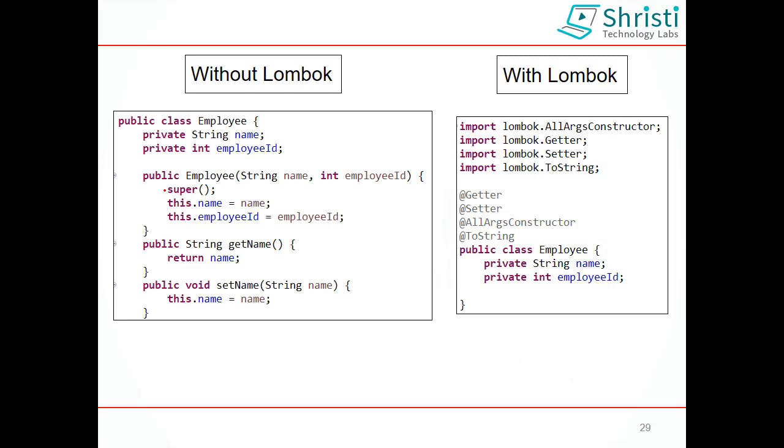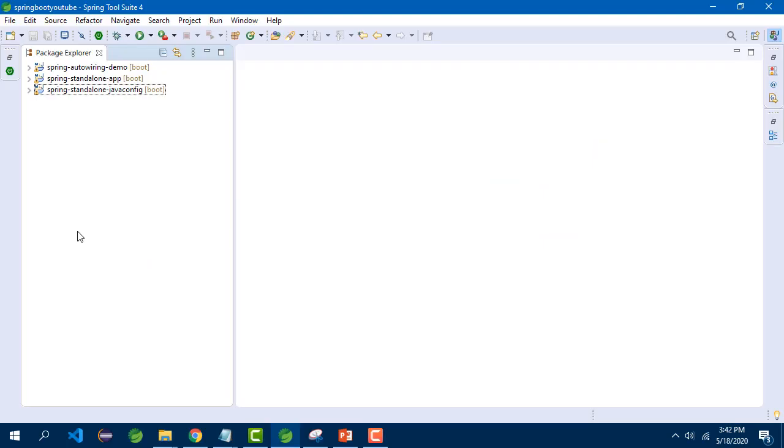Without Lombok, you need to write the parameterized constructor, getter setter methods, toString and so on. With Lombok, just by adding the annotations, all the boilerplate code will be generated automatically and added to your class. I hope it is clear. Now let us see how to add Lombok to a Spring application. We will see this with an example.